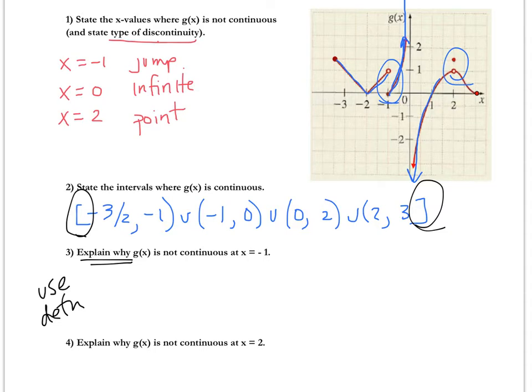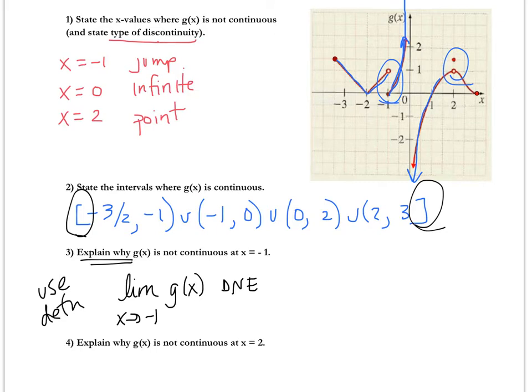Okay, so if we look at -1, at -1 we have a jump discontinuity. And whenever we see a jump discontinuity, the graph does not approach the same value from the left and from the right. So what we can say here is that the limit as x approaches -1 of g of x does not exist. From the left and from the right we approach different values, therefore the limit doesn't exist.